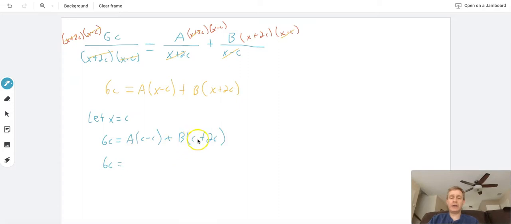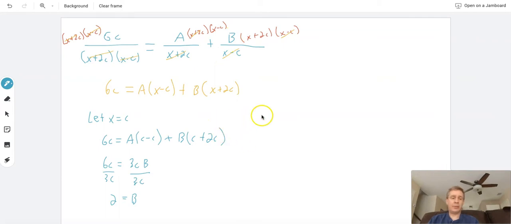And then here we have b times c plus 2c, but c plus 2c is just 3c. So we would have 3cb, and then solving for b, we can just divide both sides by 3c and get that b is equal to 2. So this fraction here would be 2 over x minus c.